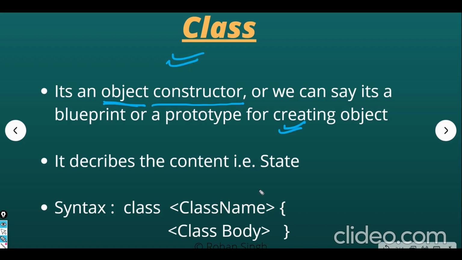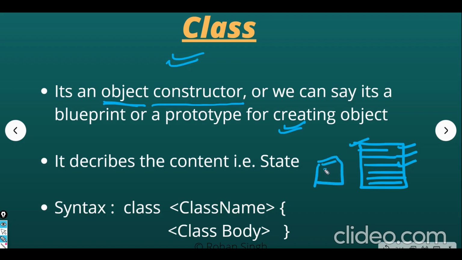The second point over here says that it describes the content, that is, the state. For example, you have a list for buying some items for your house, but there should be something in which you can store this list, for example a paper, a file, or some document, right? That's what a class is. It is just a container to which we give all the functionality. For writing any code and executing it, we need a class. So a class is a must, right?